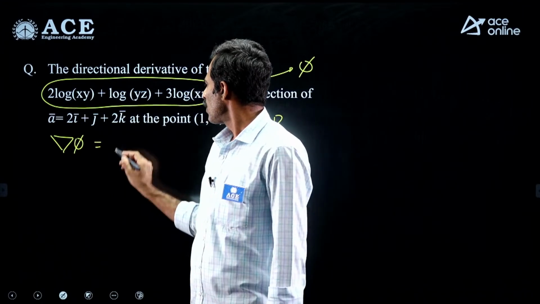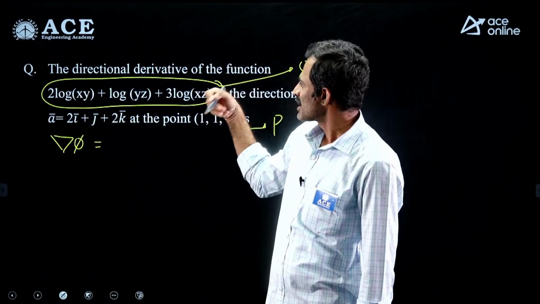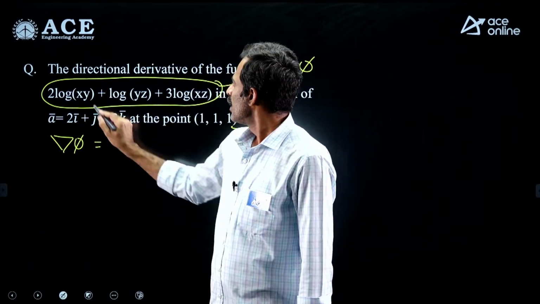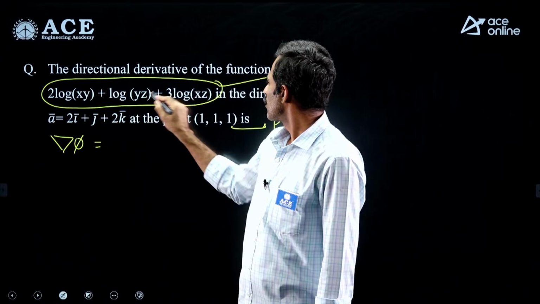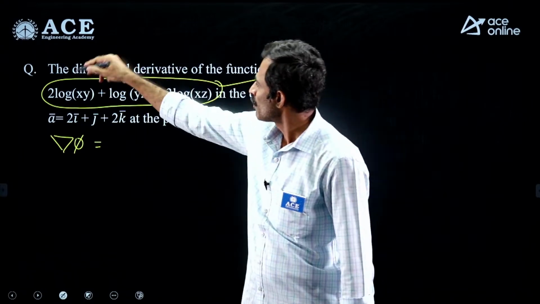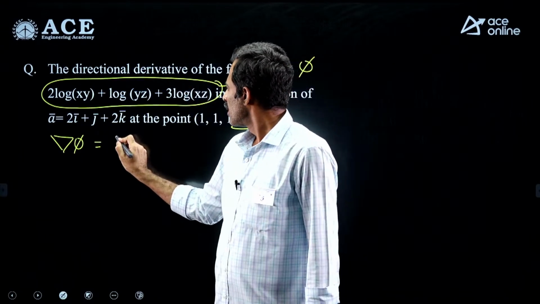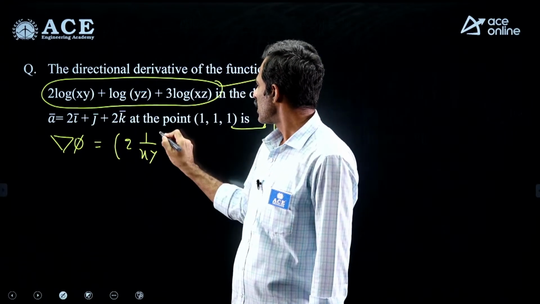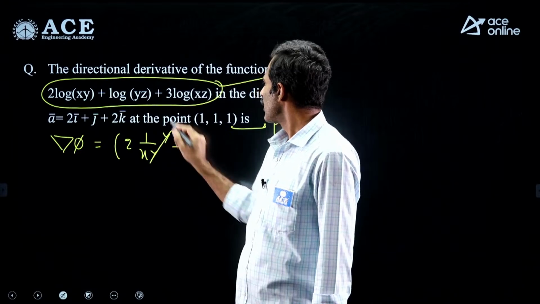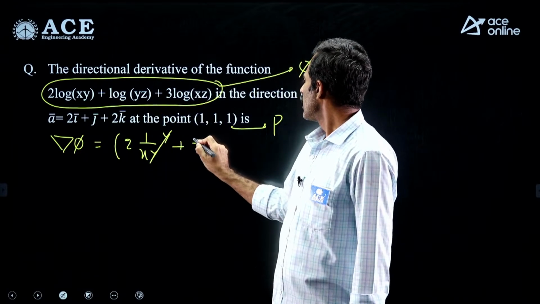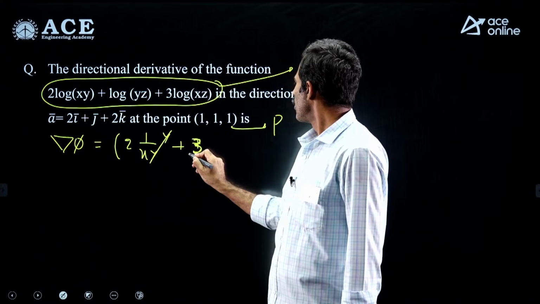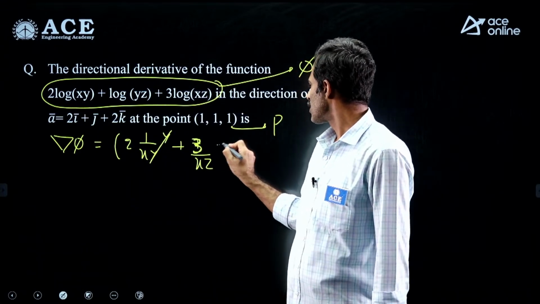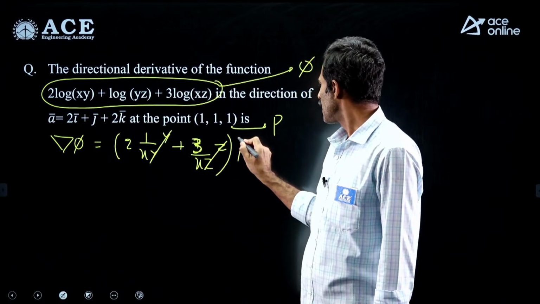Del phi equals the partial derivative of this function with respect to x, into i bar. It is a function in terms of x and y, it is free from x, and this one is in terms of x. So we have to find the derivative of these two terms. 2 into the log derivative is 1 by xy, and again the xy derivative is y. These two get cancelled. Plus it is 0. Plus here 3 by xz, and again the xyz derivative is z. Z gets cancelled, into i bar.